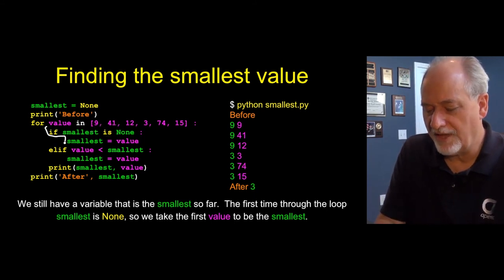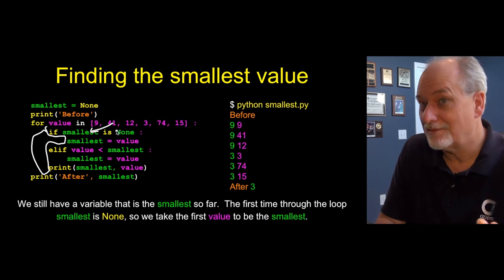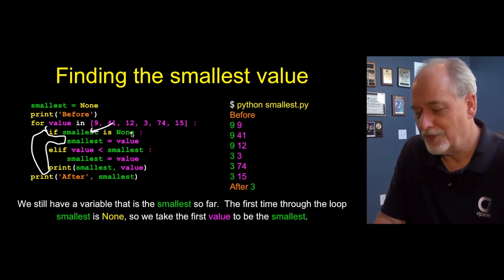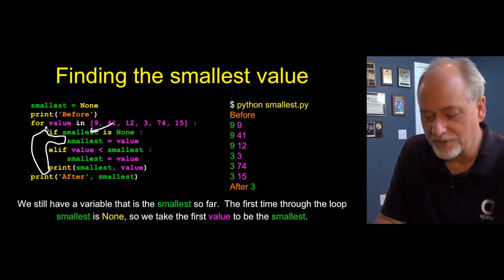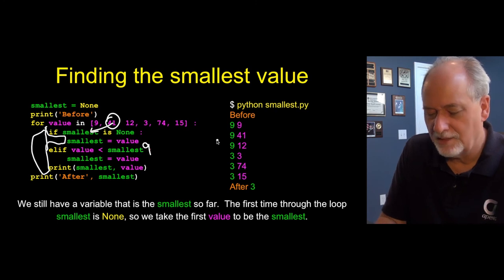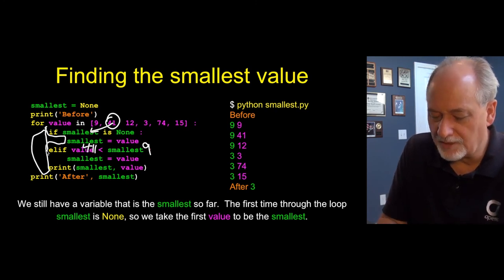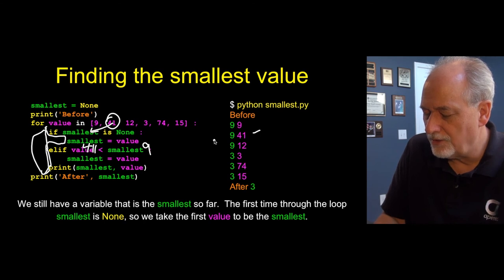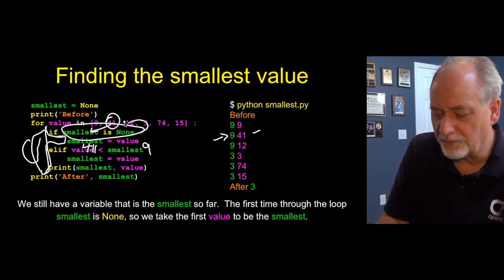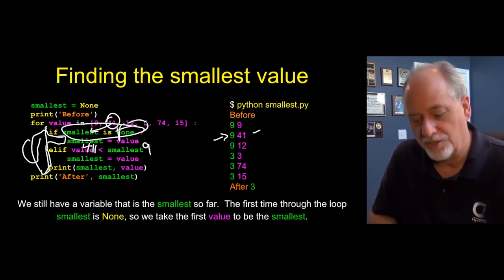Smallest is the value, and then we print it, and we go back up, and now it runs again with 41. 41 is not None. There's only one thing that's None, so smallest is not equal to None, or smallest is not None. So this is false, and it skips over here. Then it asks the question, is the value we're looking at, 41, less than smallest? Well, smallest is 9 in this case, and this is 41, so that's false, so it skips that and goes on. So we see 41, we don't take it, and you can see that the first check will never become true again. It is false for the rest of the iterations of the loop.